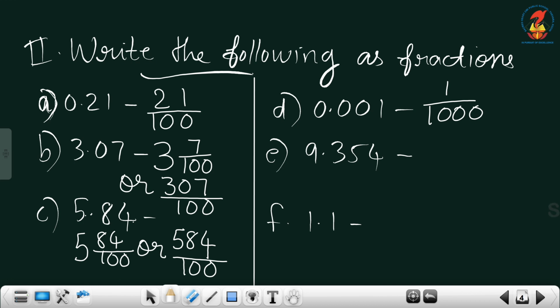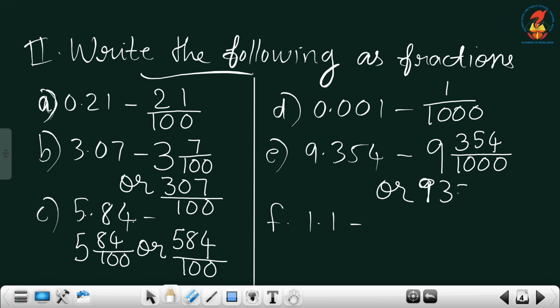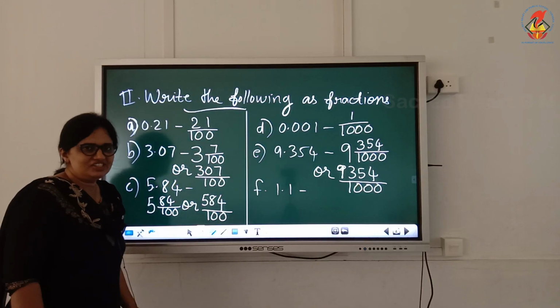Okay. And the next one is 9.354. Here the whole number part is 9, right? That 9 we can write as the whole number. And the next is 354, the fraction part, 354 divided by 1000 only. Either you can write it like this, or remove the decimal point, then it will become 9354 divided by what? Here we have 3 decimal places, so divided by 1000. Okay, is it clear, children?